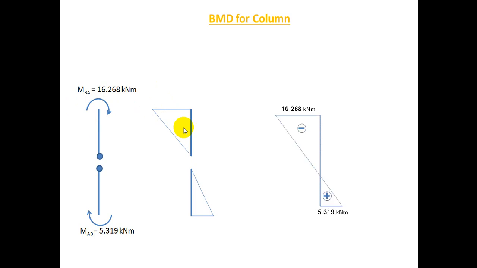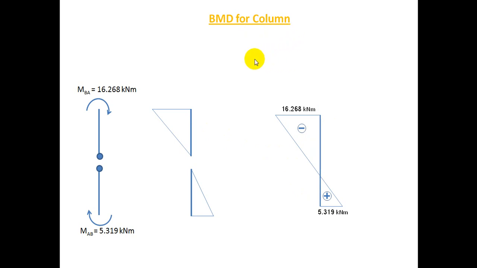The next part is to put a sign convention, that is plus and minus signs. This portion is the inside of a portal frame. Inside take positive, outside take negative. Likewise, you can complete the BMD for the column.